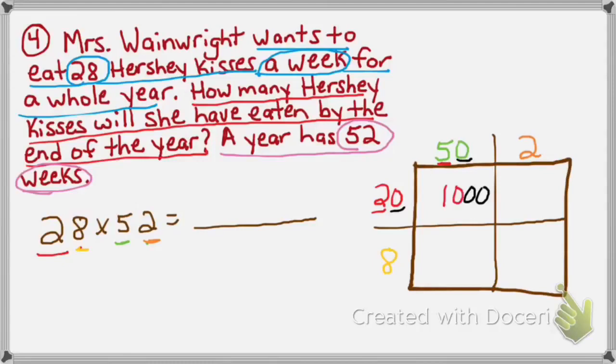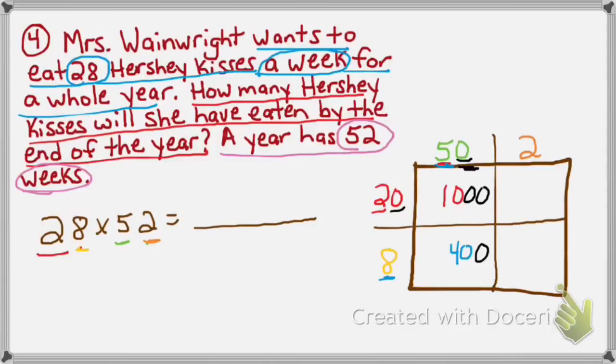Move to the box underneath that. There are no place value zeros in 8, but there is a place value 0 in 50, so put down my place value 0. 8 times 5 equals 40, 0 and 4. Notice I'm lining up my digits because it's so important to make sure that I add properly.